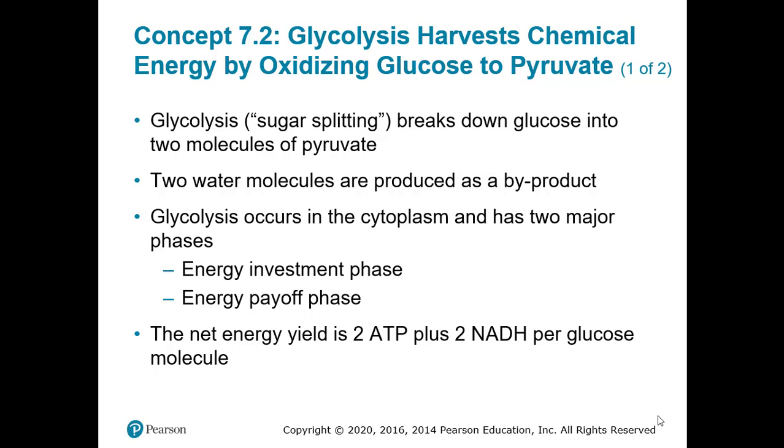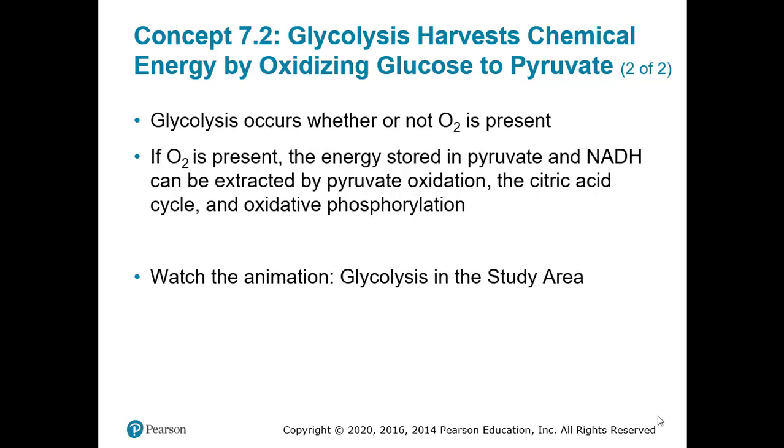2 NADH. All right. Now, glycolysis is going to occur whether or not oxygen is present. If oxygen is present, the energy that is stored in the pyruvate and the NADH will then go on through pyruvate oxidation to the citric acid cycle and oxidative phosphorylation. So make sure you watch that glucose or glycolysis in the study area. If we don't have oxygen present, you just undergo glycolysis. So this is why having oxygen is much more efficient.